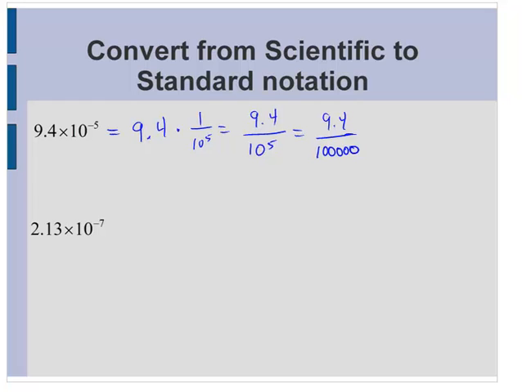So the decimal point was here. It's between the 9 and the 4. I have to move it to the left. So there's 1 place, 2, 3, 4, 5, and there's my decimal. So 0.000094.